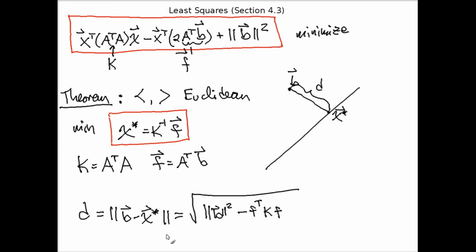So let's just look at this for a minute. This is saying you compute the length of the vector B minus X, and I'm saying that turns out to be simply the length of B squared minus this thing, which is some number, and it's like the inner product of F with itself, the length of F, except with respect to this matrix K.